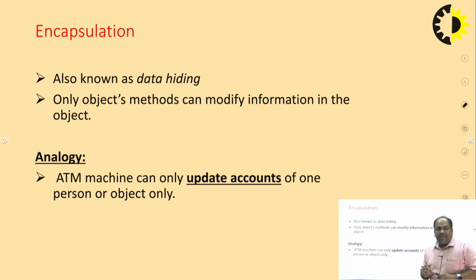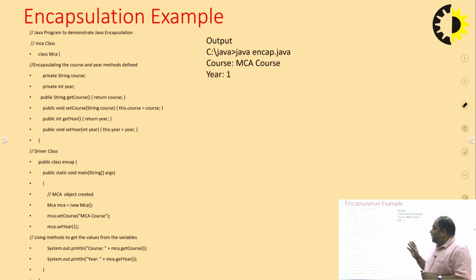An example is an ATM machine, which can only update the account of one person or object at a time, one by one. An ATM machine updates the account, it does not update everybody's accounts in one go. This is an example of encapsulation.